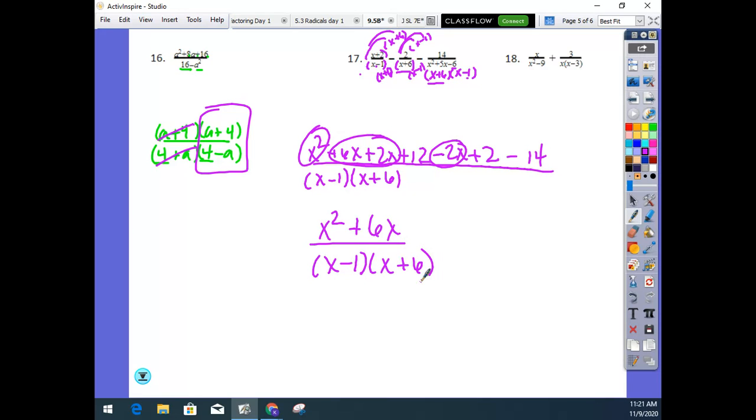But we always need to make sure our answer is in simplest form. This I can factor out an x, GCF of x. So x plus 6 cancels. My best final answer is x over x minus 1. All right, I'm going to make some room here. So if you need to pause the video.